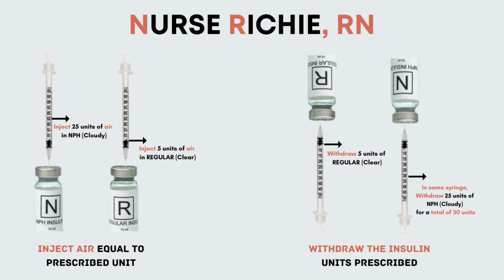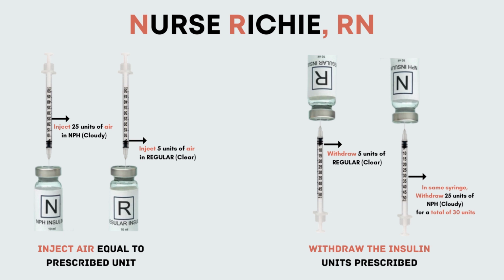All right. So go ahead and pull your plunger to 25. Push it into the NPH, that is nurse. Do not withdraw the insulin yet. Just pull out the needle, empty like that. Now pull back again to 5 units of air in the empty syringe, because we're giving 5 units of regular. And you go ahead and push these 5 units of air into the regular. All right, we just fulfilled Nurse Richie, and we're left with the hard end part.